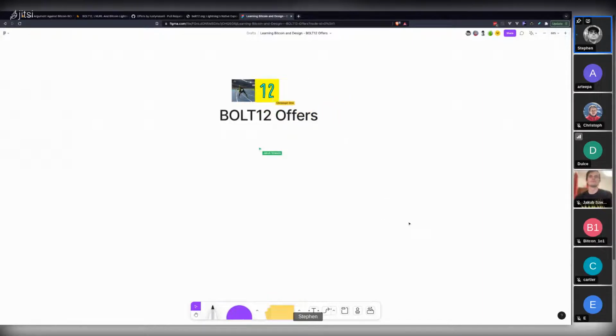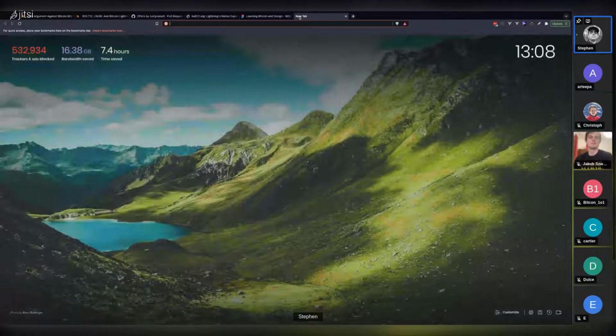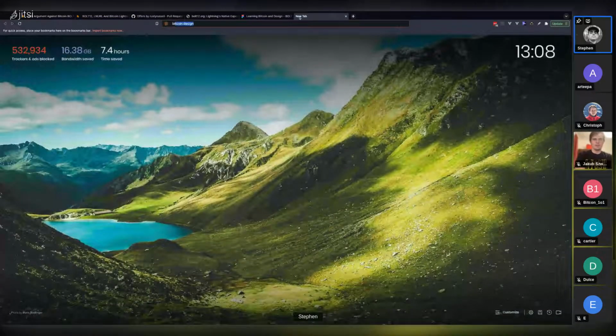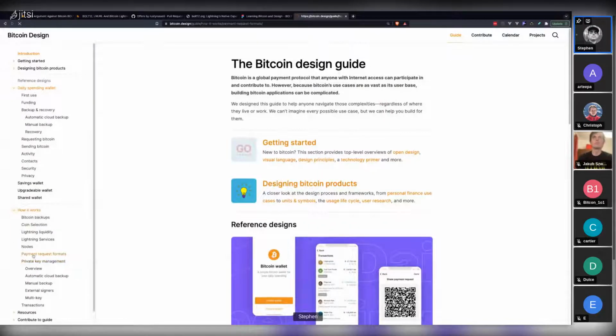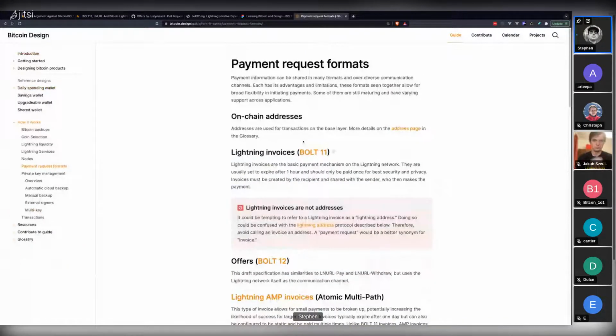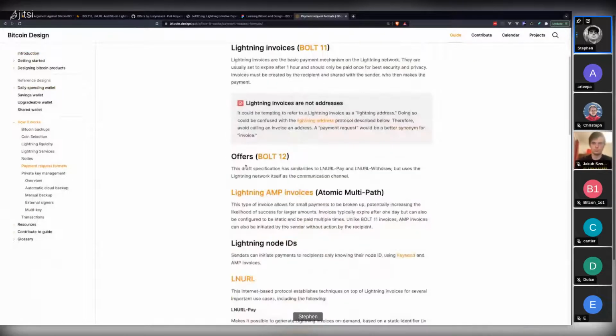Just a simple recap real quick: Bolt 11 is what we typically use for Lightning invoices. So if you're running a Lightning wallet on your phone and you get a QR code, it's more than likely going to be a Bolt 11 invoice. I'll pull one of these up from the design guide right here. We have this whole page called payment request formats that goes into all the different formats that you can get.